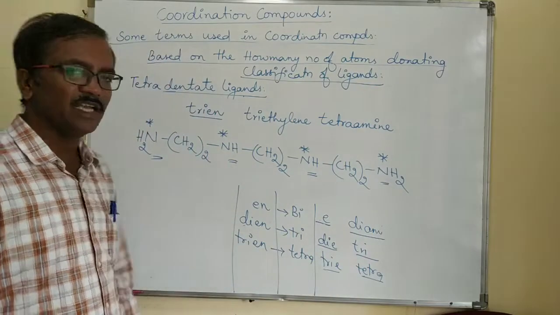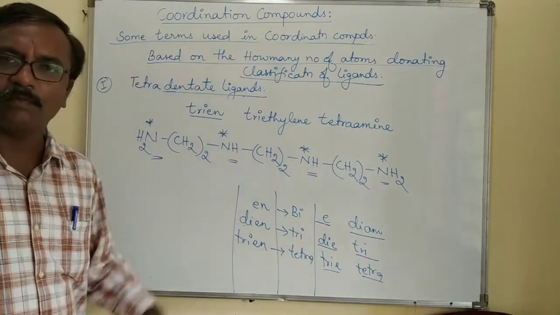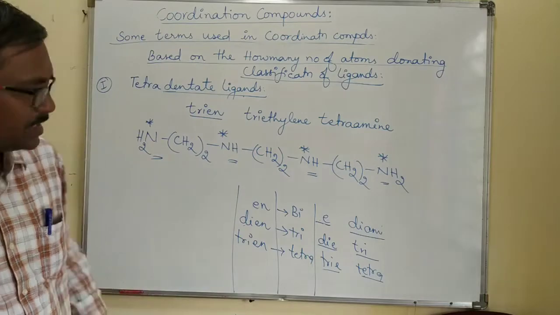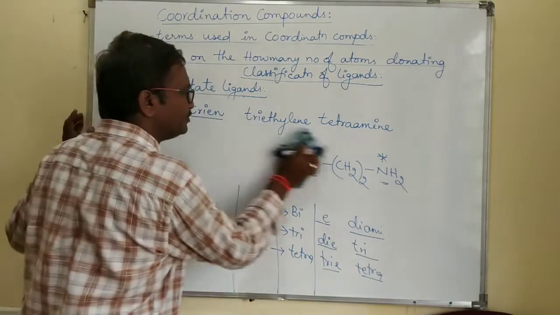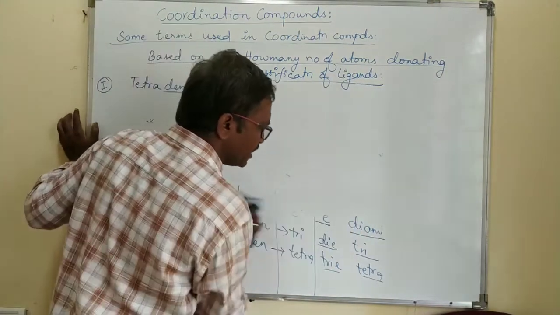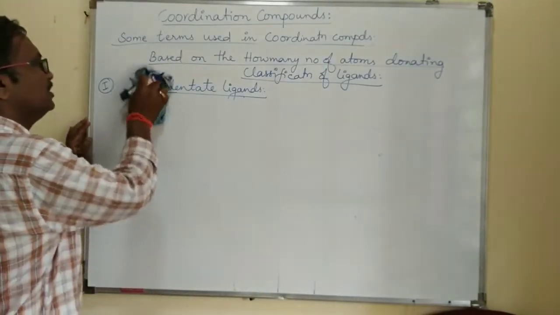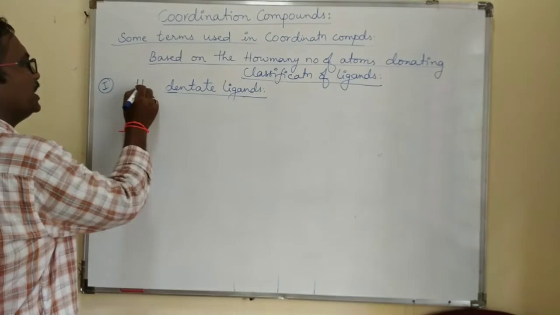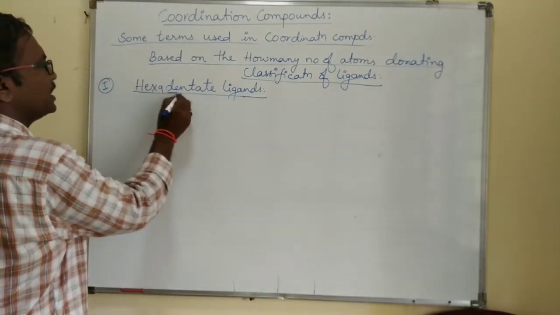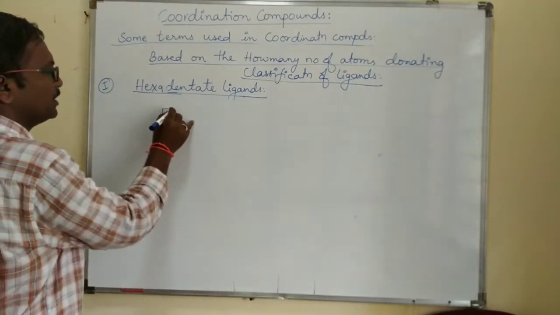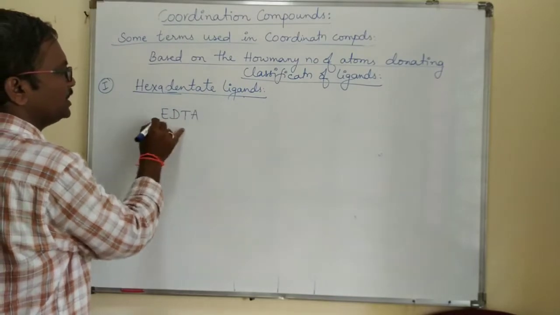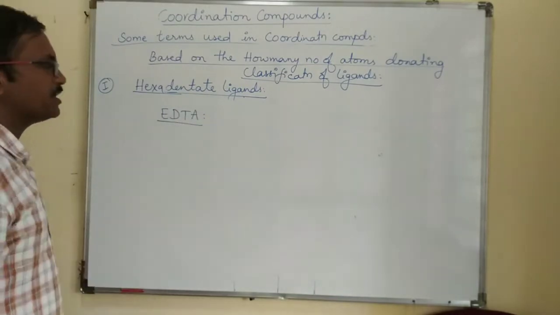So these are the bidentate, tridentate, tetradentate. There is a hexadentate ligand. The structure is not required for hexadentate. So just remember EDTA, hexadentate, EDTA. Ethylene diamine tetraacetic acid.